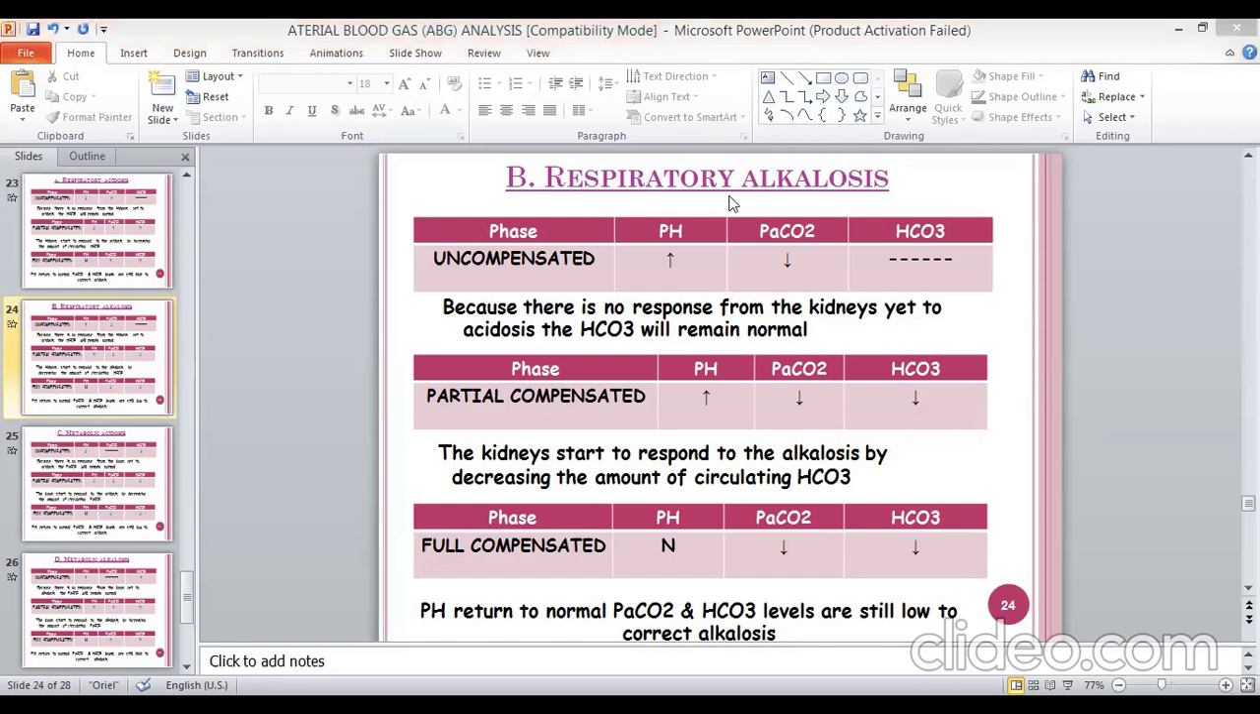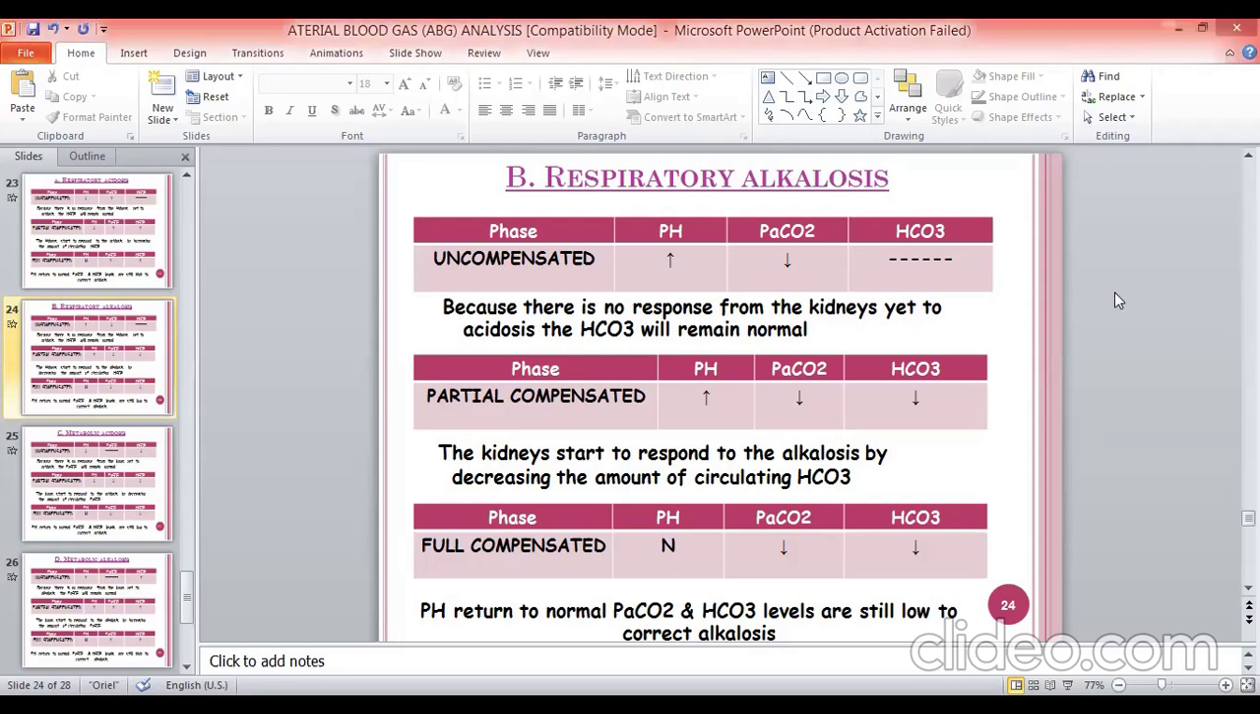That means hypoxia. It is due to pneumonia, asthma, high altitude, carbon monoxide poisoning, hepatic cirrhosis, brain trauma, brain infections. These are the causes of respiratory alkalosis.